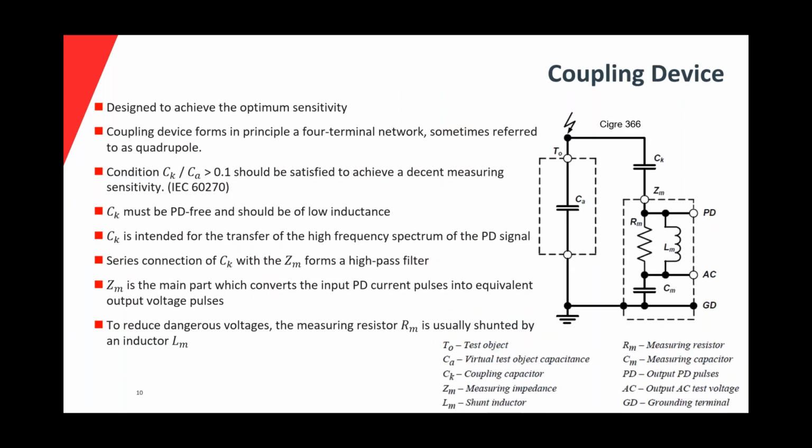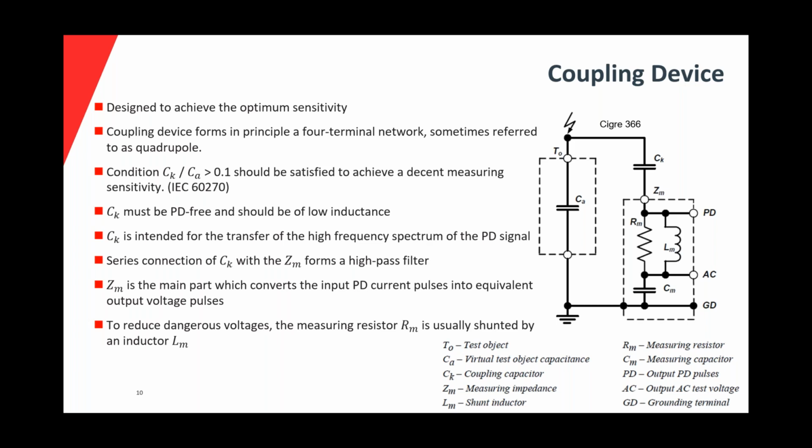Keep in mind that a coupling device or coupling capacitor is designed to achieve optimum sensitivity. It forms a four-terminal network referred to as a quadrupole, which measures the apparent pulse value and is typically connected in series with the coupling capacitor. Our coupling capacitors always include a quadrupole built in. However, for people who already have their own coupling capacitor, we have quadrupoles for that.